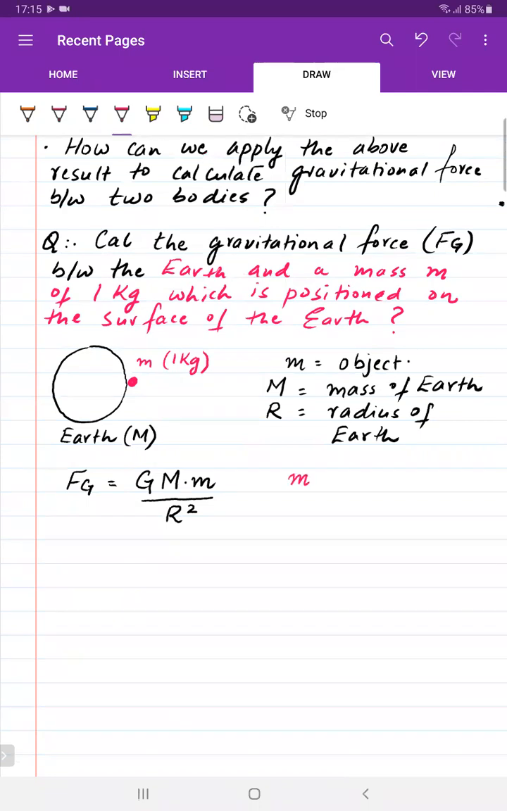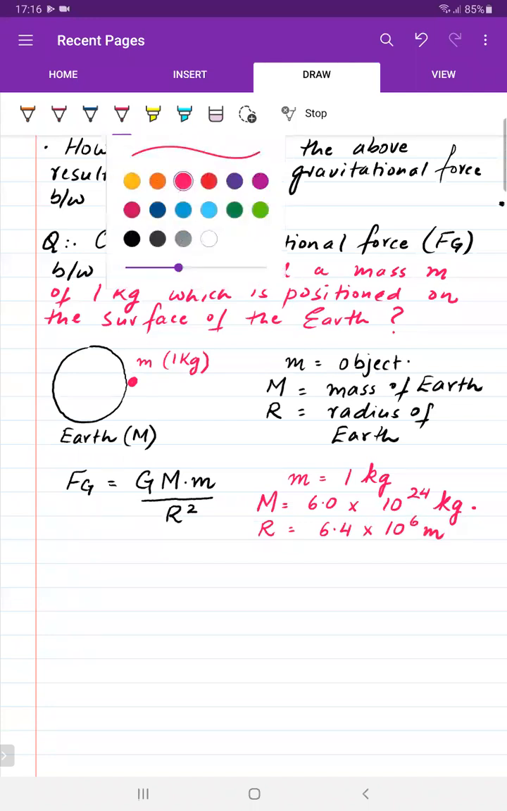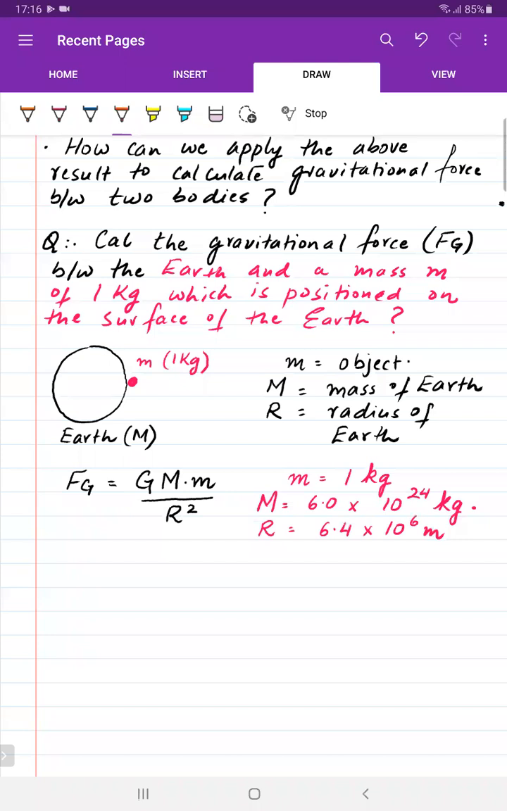So small m is already provided to you in the question. 1 kilogram. Capital M, which is the mass of the earth. You would need this value, तो वो मैंने लिख दी है. Again, no need to remember this value. Questions के अंदर given होती है. And capital R, which in this case will represent the radius of the earth. मैं डायग्राम पे कैपिटल R को इलस्ट्रेट भी कर दूं.